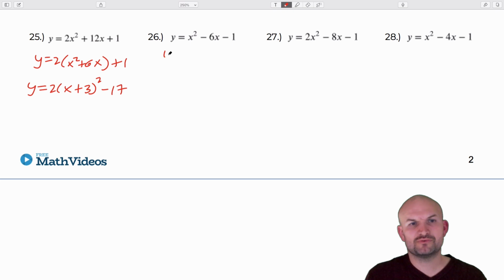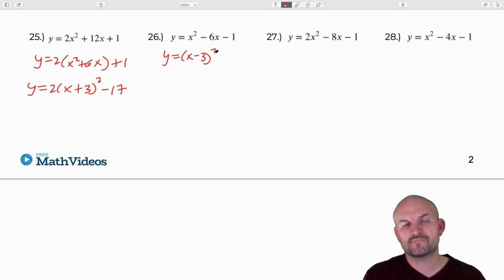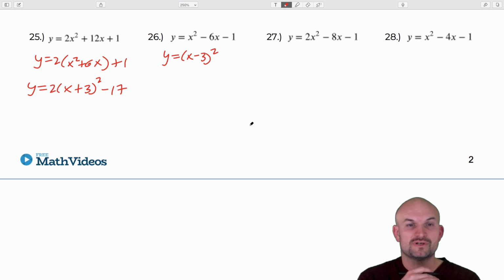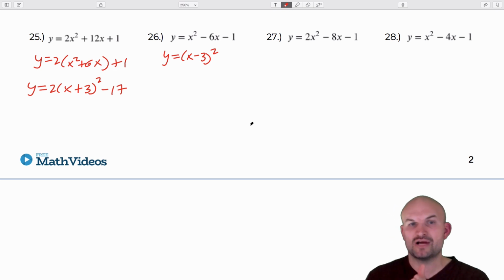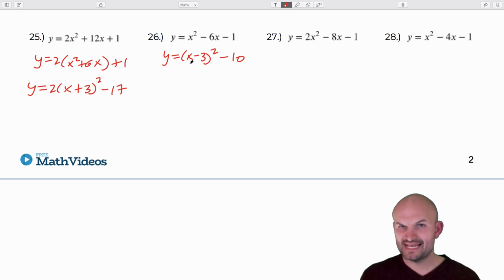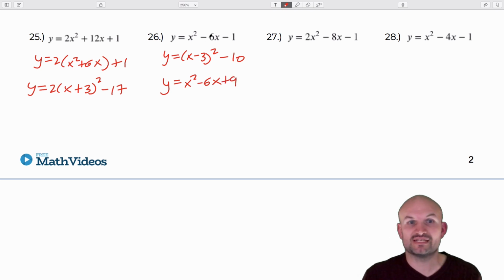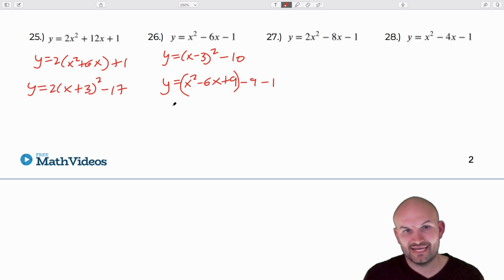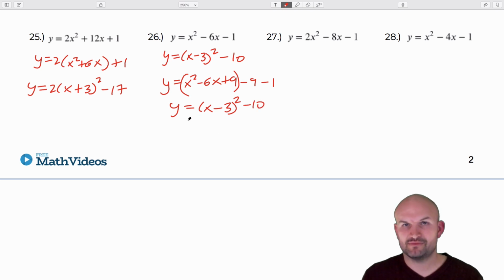In this case, that is going to produce y equals x minus 3, quantity squared, and therefore to obtain that I would have to add a 9, so I'm going to be subtracting a 9 on the outside of that trinomial, and then minus 1 is minus 10. And again, let me just do this one more time in case you're not following me. So I have y equals x squared minus 6x. Negative 6 divided by 2 is negative 3, negative 3 squared is 9. So I created a 9, subtracted a 9, minus 1. So this minus 9 is what I was figuring out in my head, and that's how I was getting the answer.